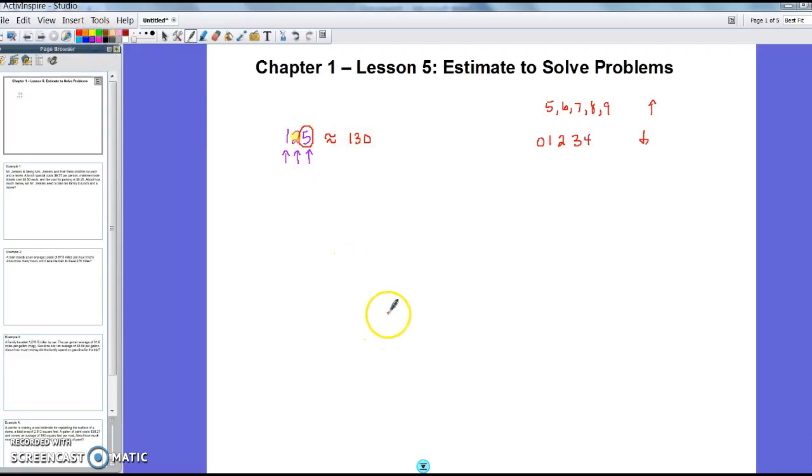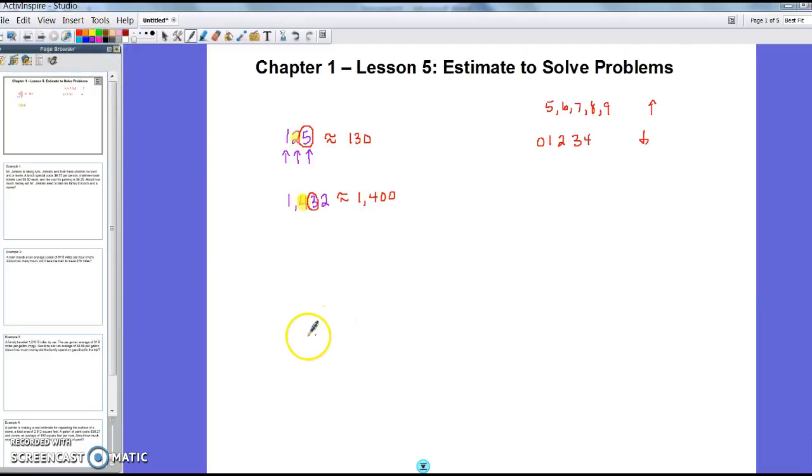Let's go ahead and try 1,432. And let's say this time we're rounding to the hundreds place. Again, I'm going to look at the digit directly to the right of that, which is the tens place. That's a 3, so that's going to round down. And so I'll end up with 1,400. Again, I put a 0 in the tens place and the ones place to give me my estimate in hundreds.